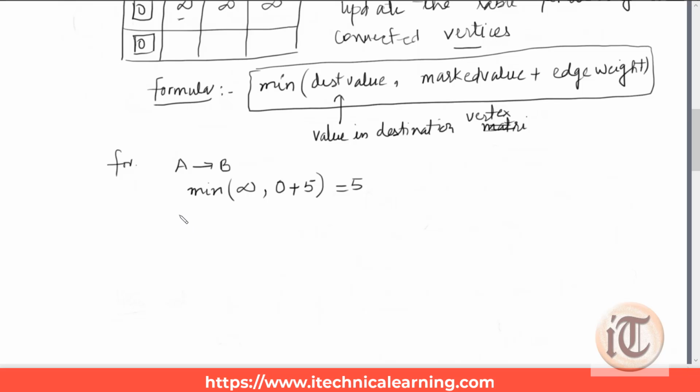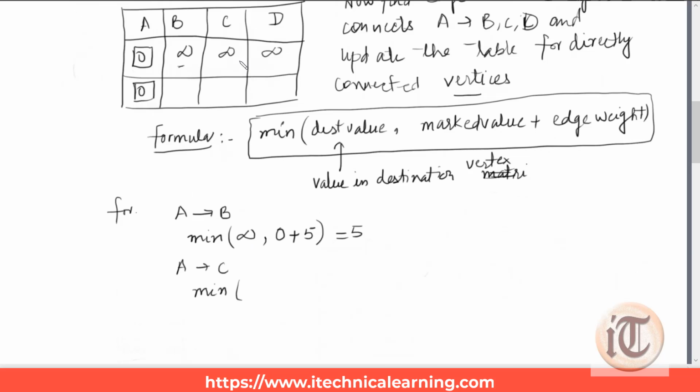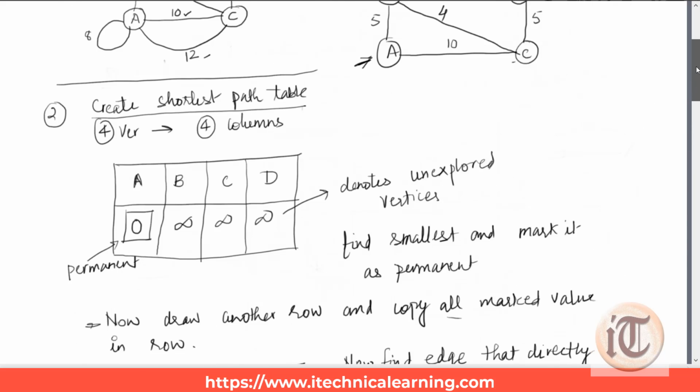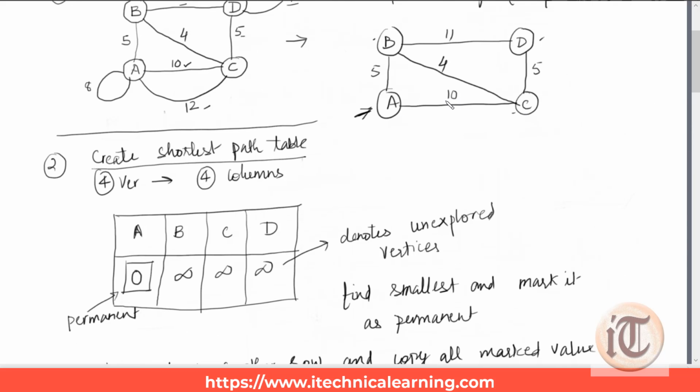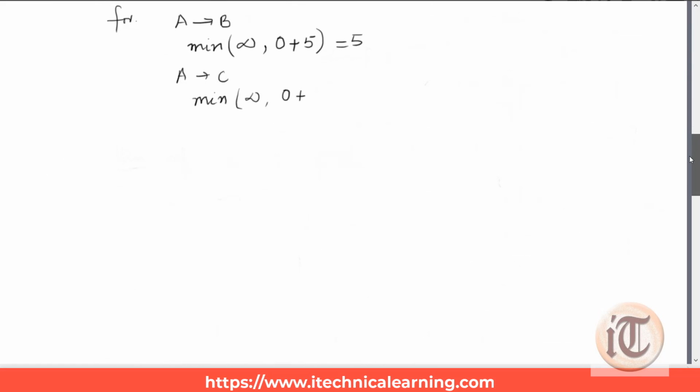Now similarly, if I have to calculate A to C, we'll see min of the value in the C column, that is infinity again. So we'll take infinity, comma, marked value 0 plus the edge A to C. We can see here for A to C we have taken the cost as 10. So it will be 0 plus 10, so it will become 10. Okay, and so on, we have to continue in the same fashion.